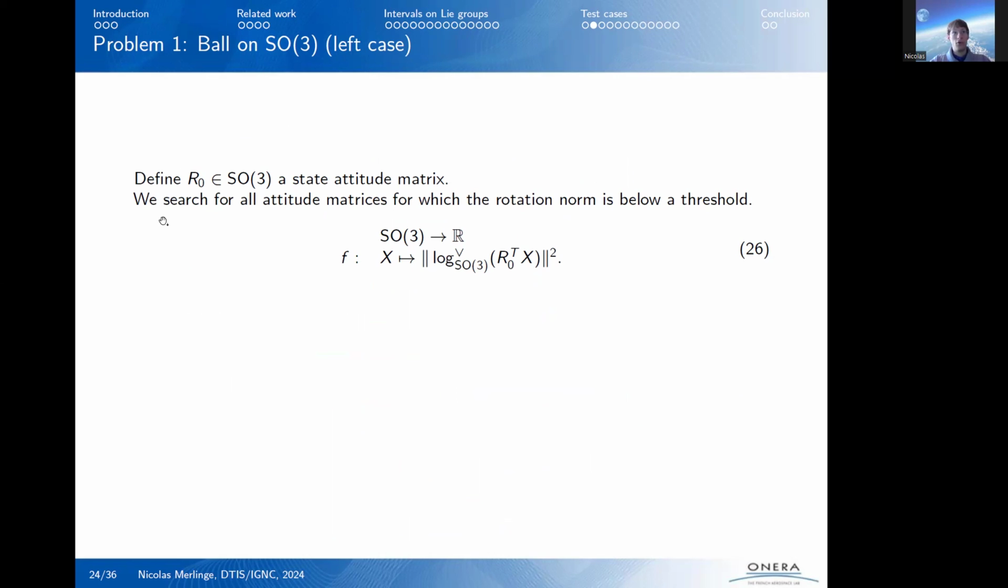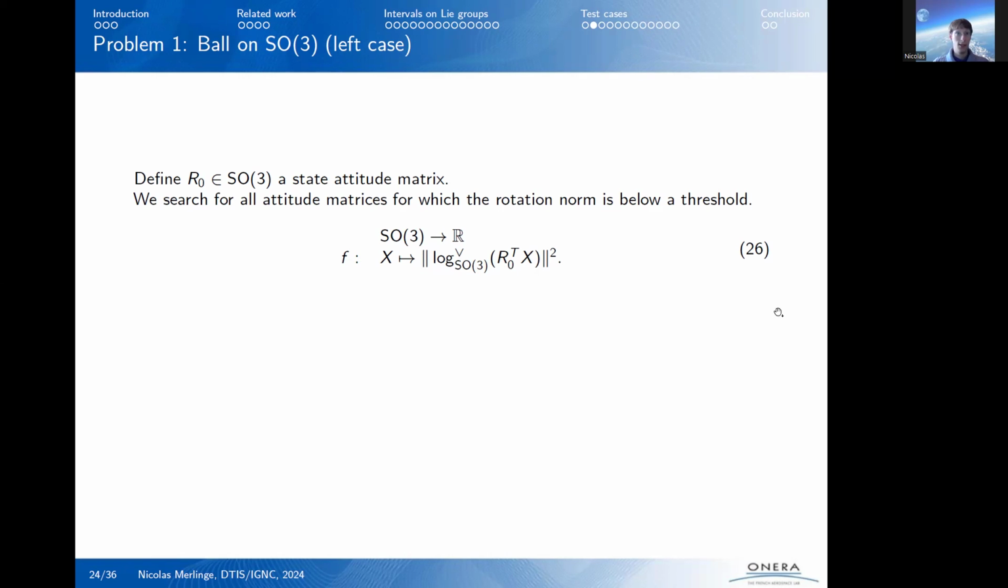We search for all attitude matrices that are close to this rotation matrix in terms of a norm and a threshold. And here we take the norm of the rotation vector, so it can be expressed in terms of the logarithm of the error between the element we search for and the reference attitude.